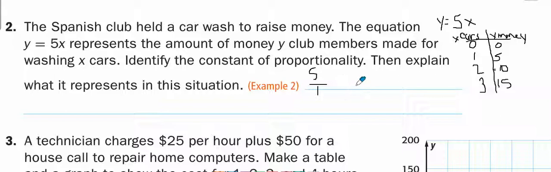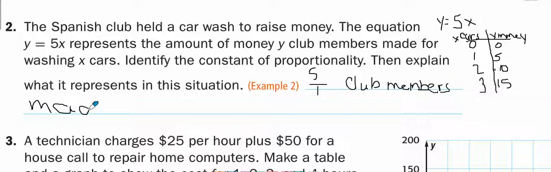And so this means that the club members made $5 for every car washed. So club members made $5 for each car washed.